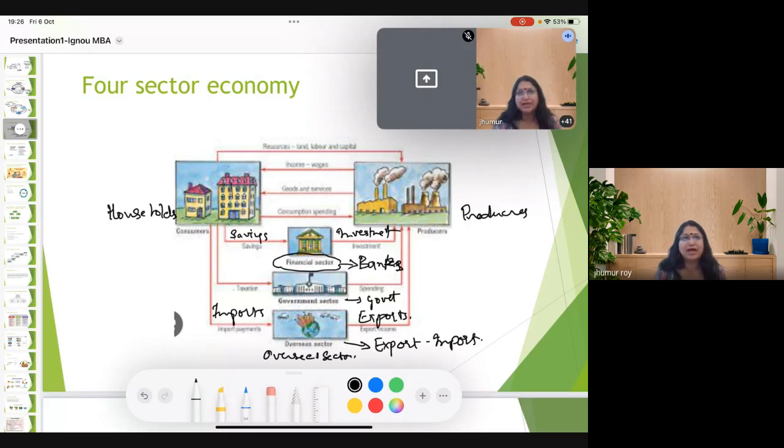Okay, so you have the saving and investment happening from the banking system. You have taxes and services happening from the government sector, and then you have imports and exports which are happening for international trade or the overseas sector. Okay, so in the four sector economy, now we have added the overseas sector. Okay, I'm giving you 1 minute. You all can just draw this.